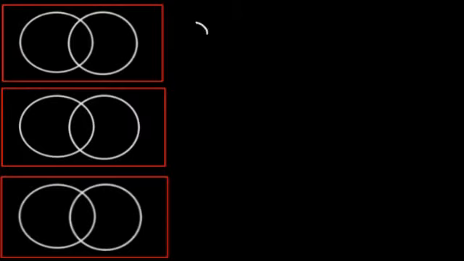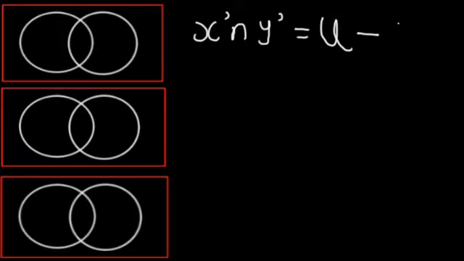How is x prime or complement intersect y prime or complement equal to the universal set minus x union y? How come? How is this equal to this? Now, in this video, we're going to be focused on how x prime intersect y prime equals the universal set minus x union y.